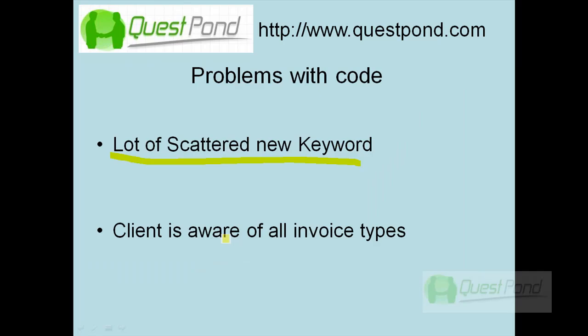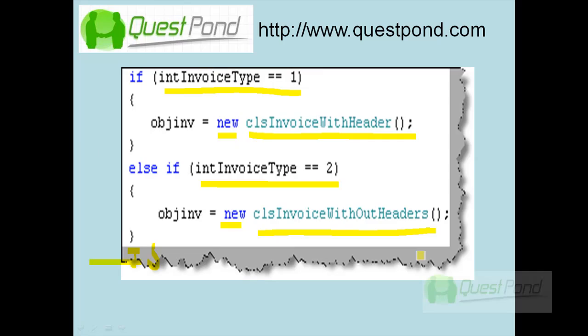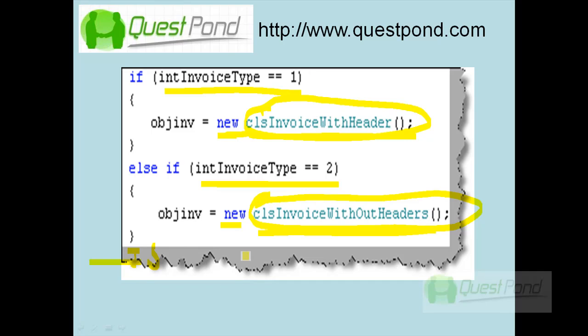The second problem is that the client is aware of all the invoice types. Because he's using the new keyword, he's aware that there is a CLS invoice with header concrete type and a CLS invoice without header concrete type. Tomorrow, if he adds one more concrete type, let's say CLS invoice with footers, then he has to know that this kind of type exists. So we cannot add new types without informing the client.